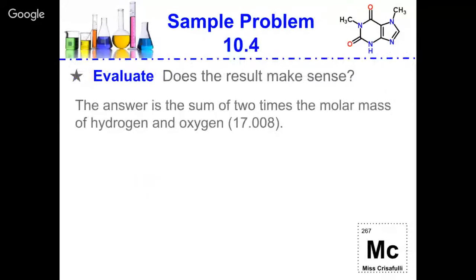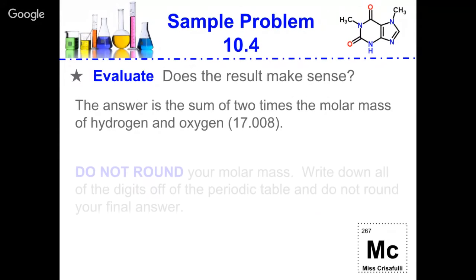All right, does that make sense? Well, if you were to look at it very specifically, the mass of hydrogen and the mass of oxygen is about 17.008. And we are taking double that because it's H2O2. So it does make sense that your molar mass would be 34.016. That makes 100% sense.